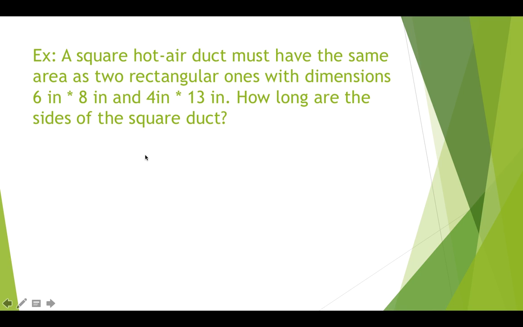Alright, a square hot air duct must have the same area as two rectangular ones with the dimensions of 6 by 8 and 4 by 13. So this is kind of like our other question. So you have two smaller rectangular air ducts. This is 8 by 16 inches, and this one is 4 by 13 inches. Okay. And you've got one large one.